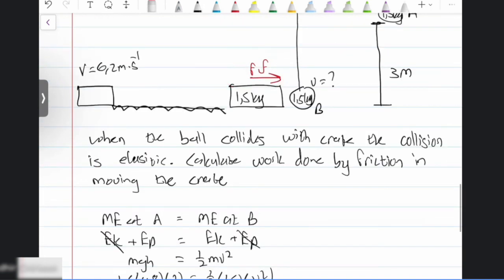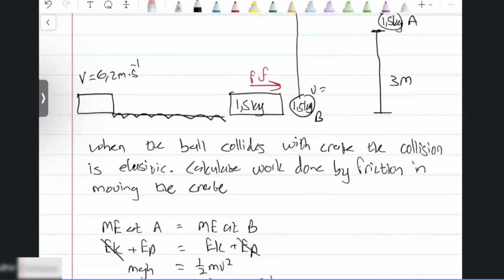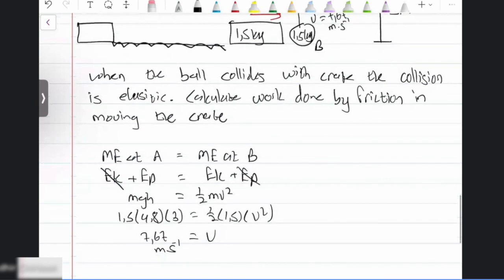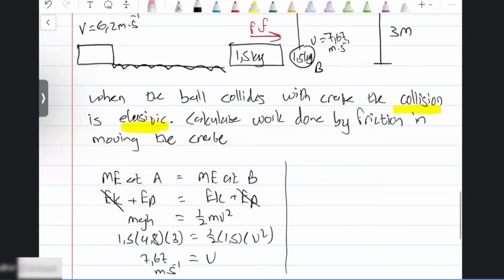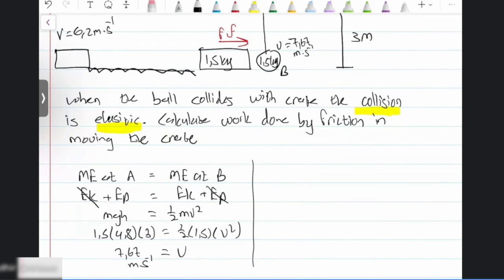Just before it collides with the crate. So that's going to be 7.67 meters per second, and done. Now, because they say the collision was elastic, it means that the kinetic energy before must be equal to the kinetic energy after.